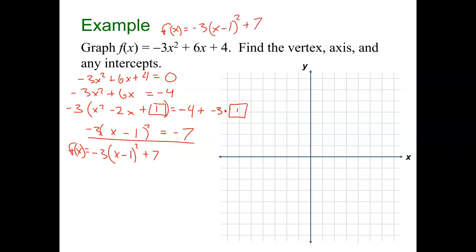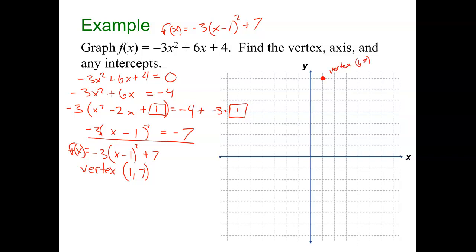Did we do what we've been doing for the past? Nope. We're going to identify the vertex just by looking at it. We don't need to do any transformation. If it asks for the vertex, looking at vertex form, what's my vertex? Yep. 1, 7 is my vertex. Okay, so (1, 7). Boom, there's my vertex.